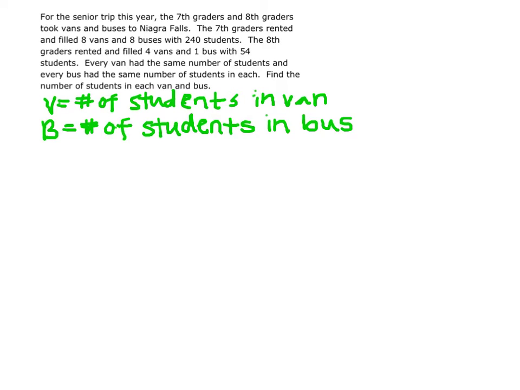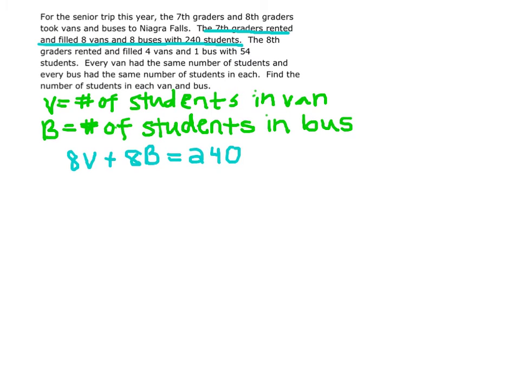Our first equation, we're going to use the 7th graders. They rented and filled 8 vans. So we have 8 vans and 8 buses. So we're going to add 8 times B for the bus. And that totals 240 students, so equals 240. So that's our first equation.